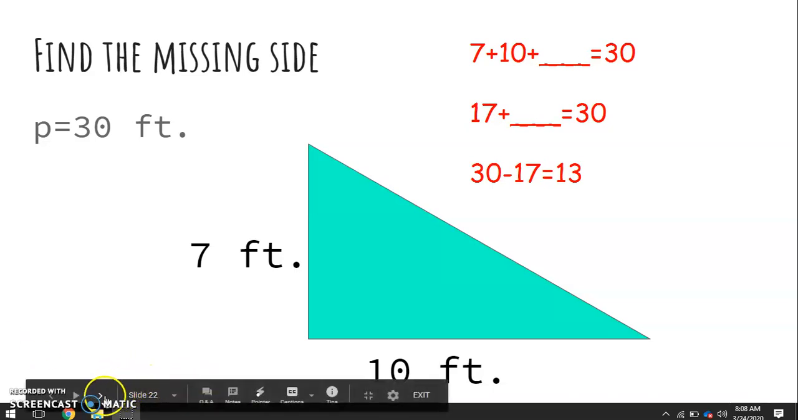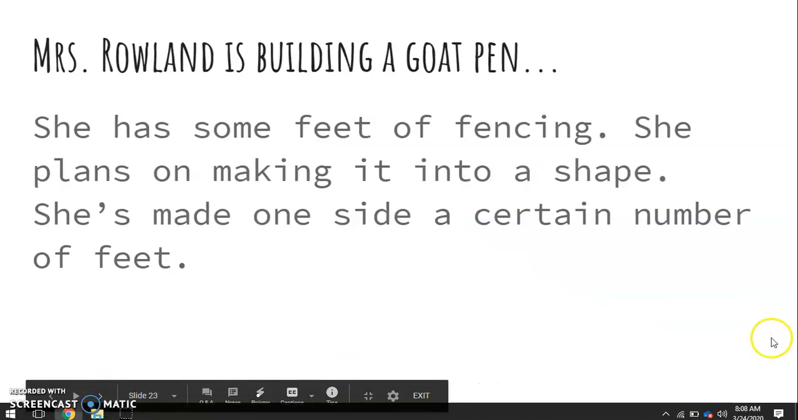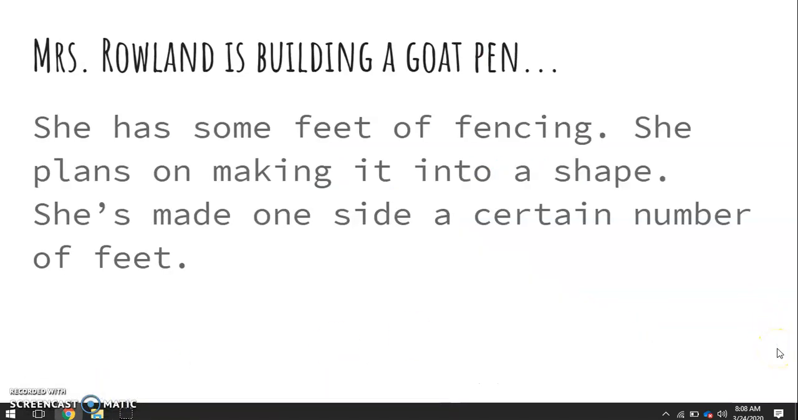It's not letting me go to the next slide. Here we go. Okay. Back at you with a goat pen.